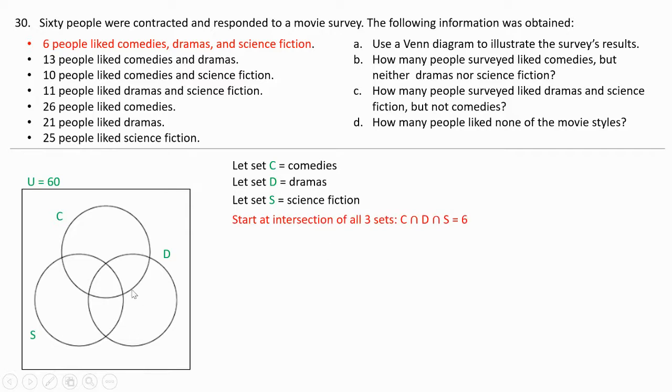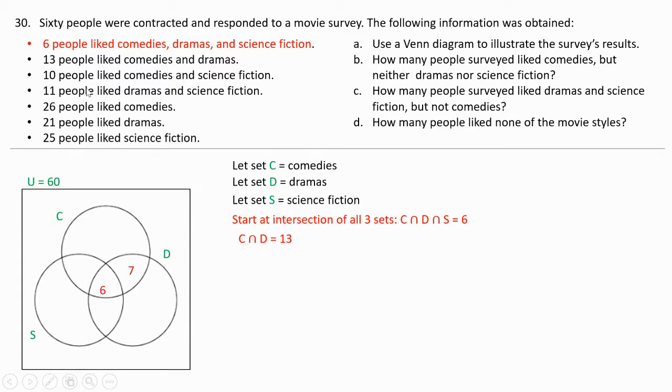Okay, that's where you start, and it's equal to 6, which is this right here. Then 13 people like comedies and dramas, right? So we're looking for comedies intersect dramas, because of the word "and." So C and D intersect. Wouldn't it be right here? So this portion here, but 6 is already there, so then 7 is missing. That way, these two here must be 13.